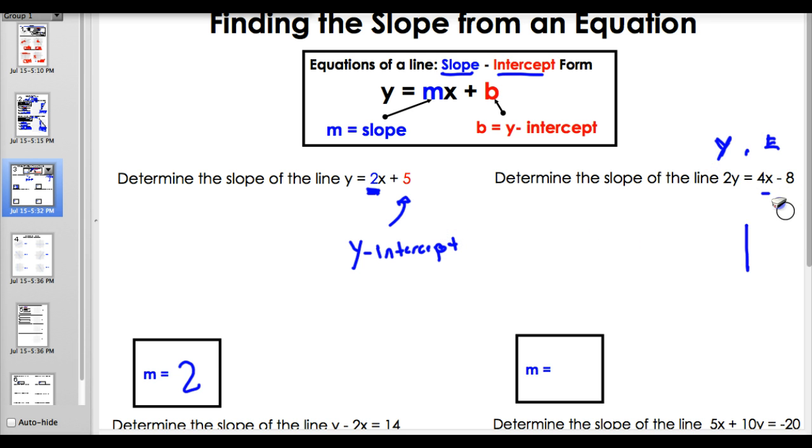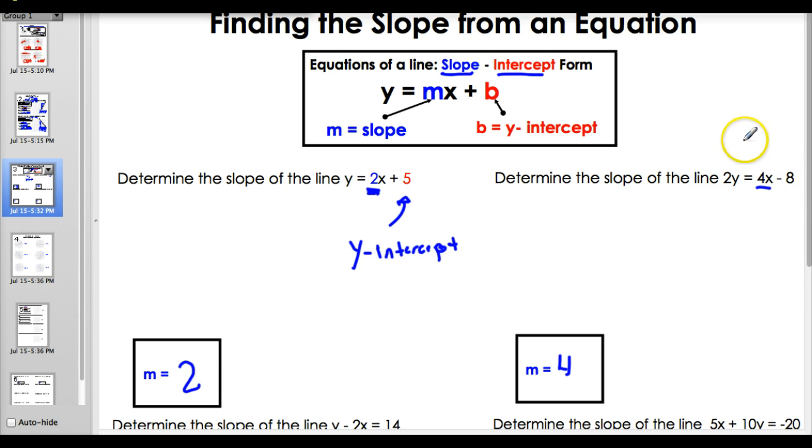So if you look at this problem, it's 2y equals 4x minus 8. And I know what you're thinking. You're just going to say, Mr. Siegel, the slope is 4. I did it. And I would say, no, you're wrong. The reason is, it's not in y equals mx plus b form. Y has to be by itself to be considered in this form. It is not by itself. We got this pesky 2 here, so we got to get that 2 out of there first.